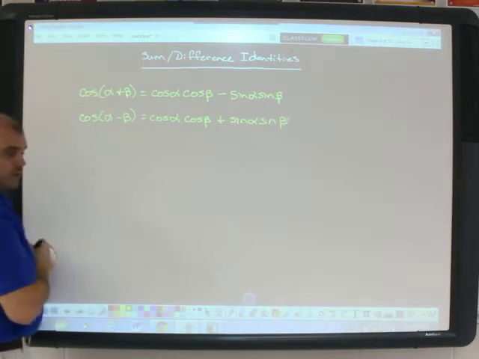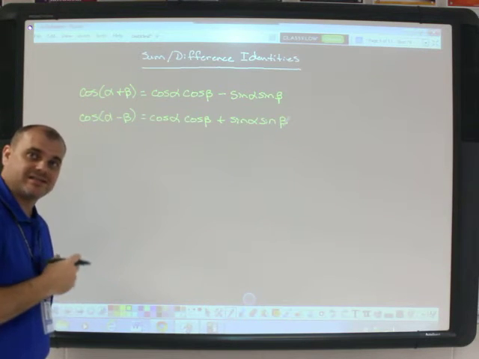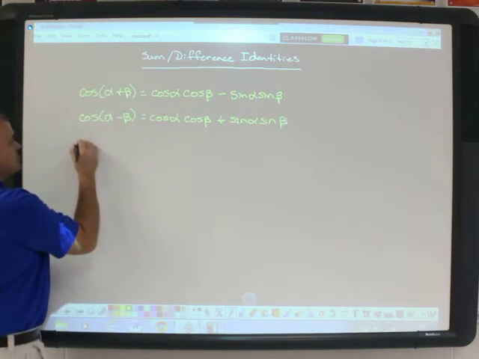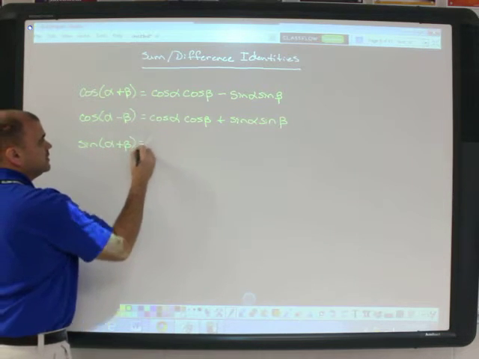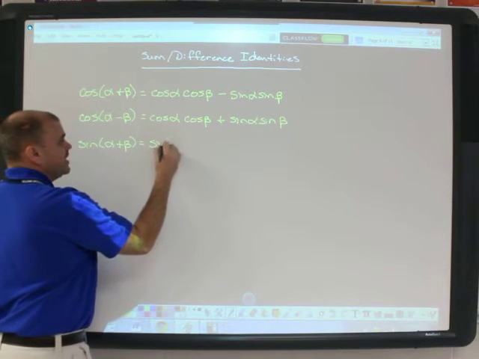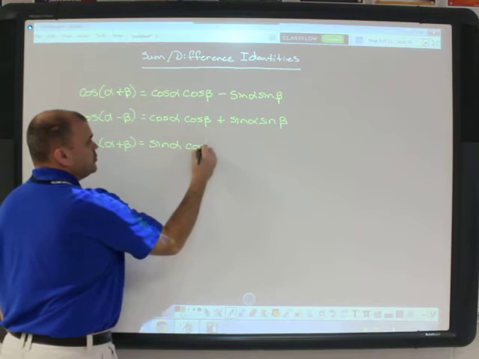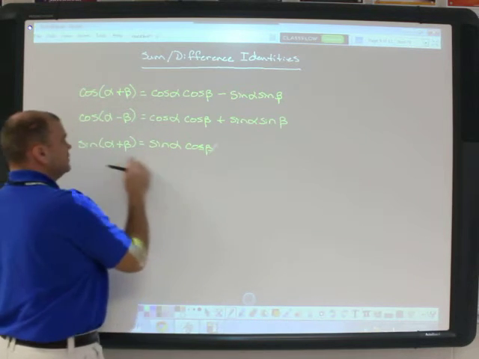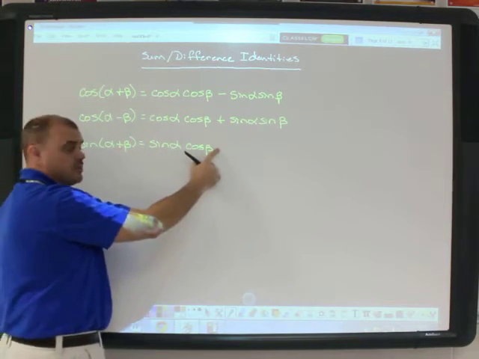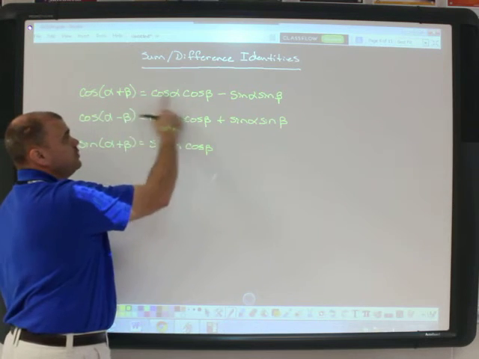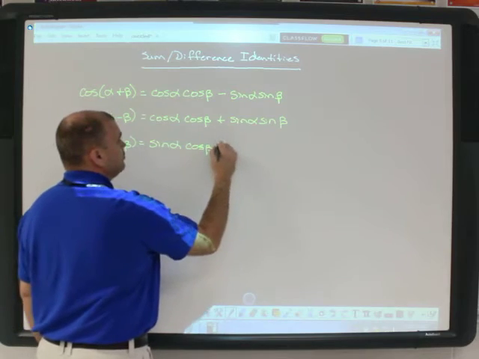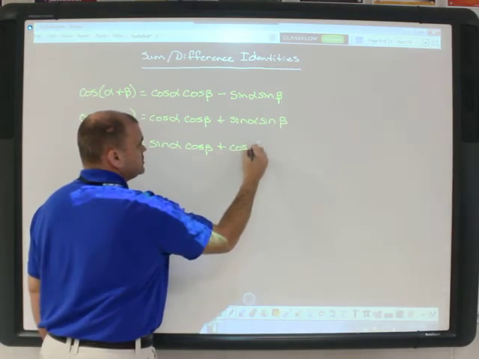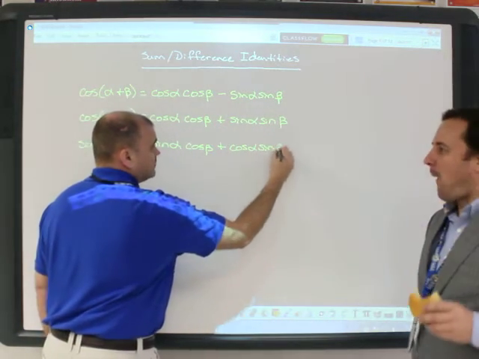Alright? Well, there are also some different identities for sine as well. And we say that the sine of alpha plus beta equals the sine of alpha cosine of beta. Since we're adding here, you would think we would subtract, but that's only for cosine that we change these signs up. For sine, they're the same. Plus cosine of alpha sine of beta.